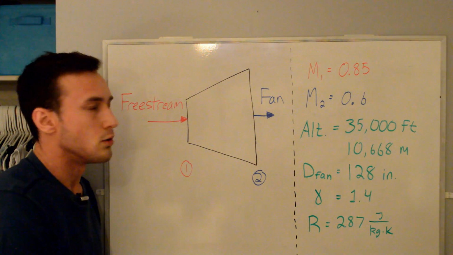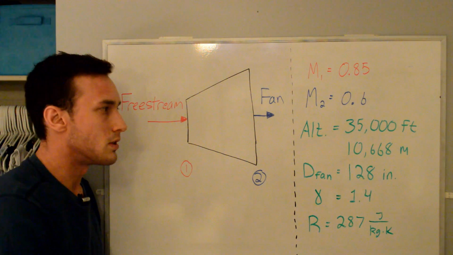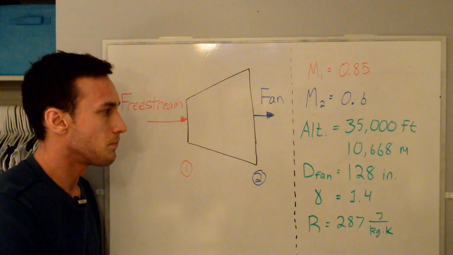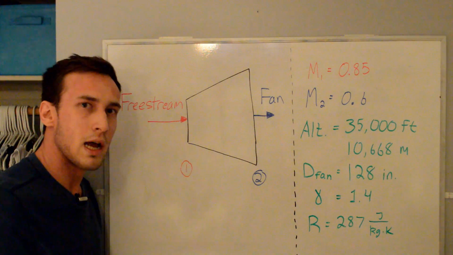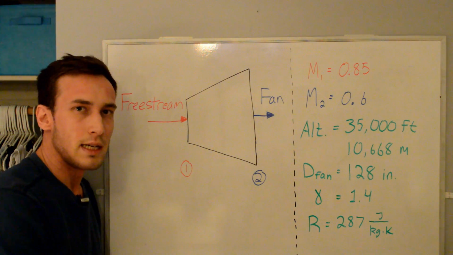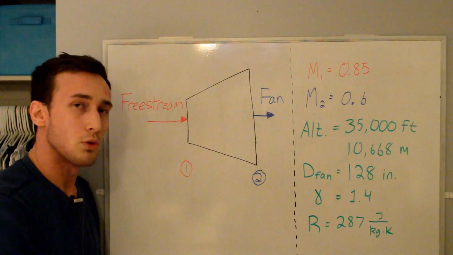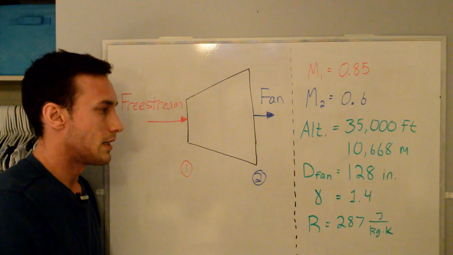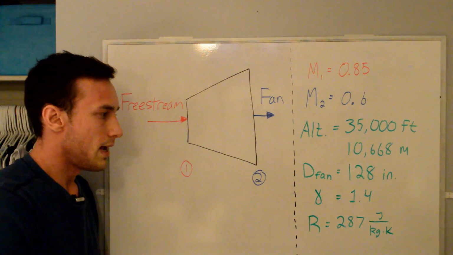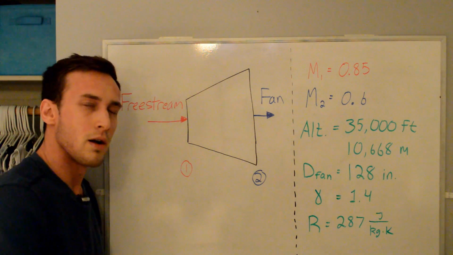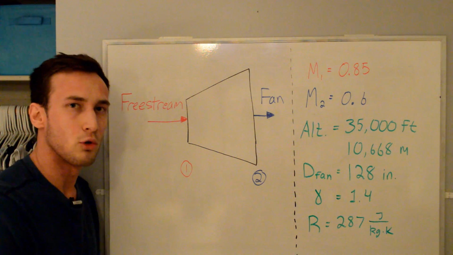I'm assuming a cruising altitude of 35,000 feet, which is 10,668 meters. And I'm also assuming that the diameter of the fan, as quoted online at different sources, for the GE90 115 is 128 inches. I'm assuming that the ratio of the specific heats, gamma, is 1.4 for air, and that the specific gas constant for air is 287 joules per kilogram Kelvin.